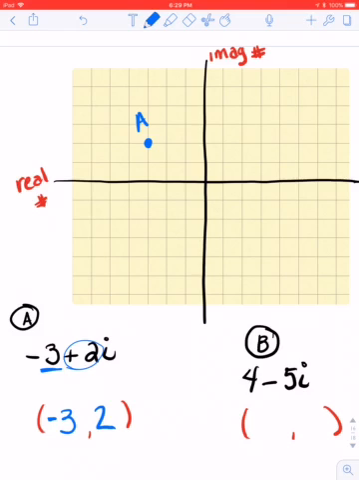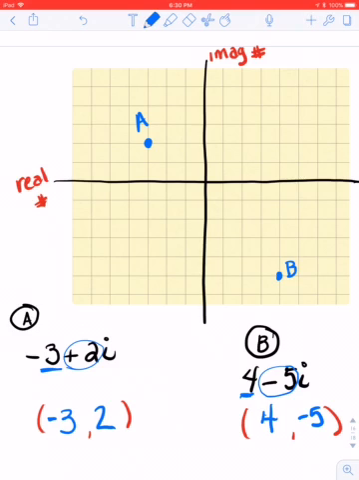Now if I look at point B, this is my real number part, so that's going to be 4. And this part right here is my imaginary number part. So because it's -5, I'm going to make it -5. So to graph it, I'm going to go over +4 and down 5. And that will be that point for B. Be sure to look over your foldable stuff for some more examples for that.